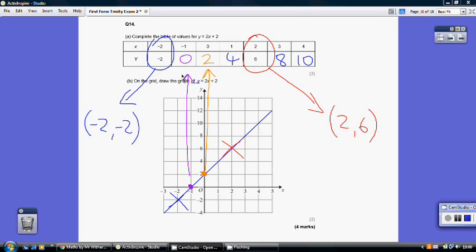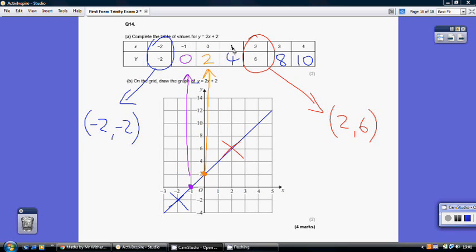So it's perfectly possible to fill in these values from the straight line graph you've drawn, and you drew the straight line graph from knowing these 2 points. Alternatively, if you like, just treat this as being an instruction that you follow for every value of x. So I'm going to leave this one, that's quite a tricky one.